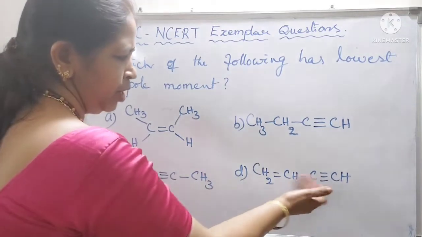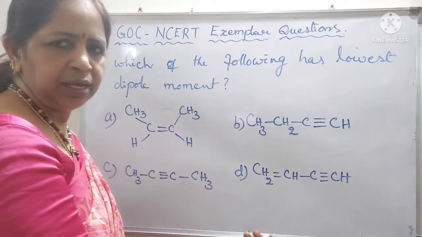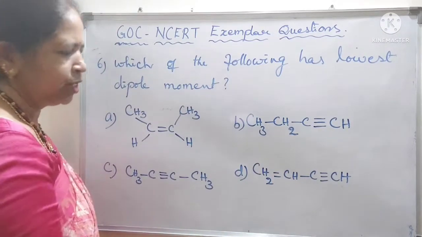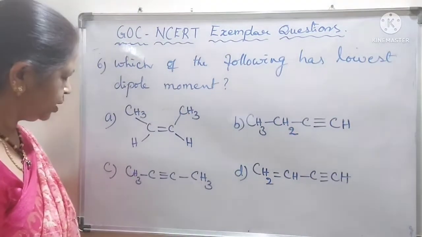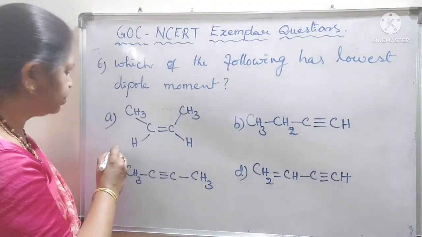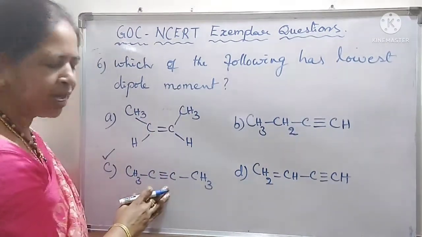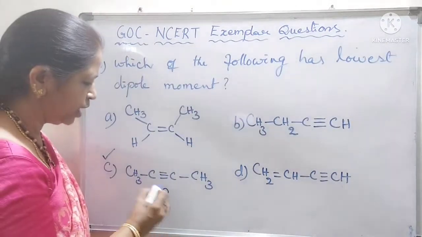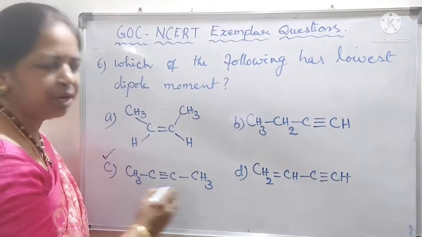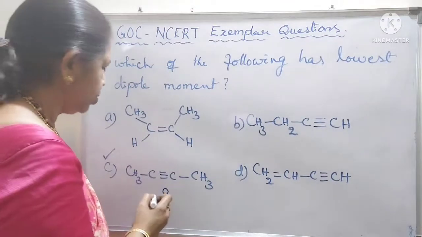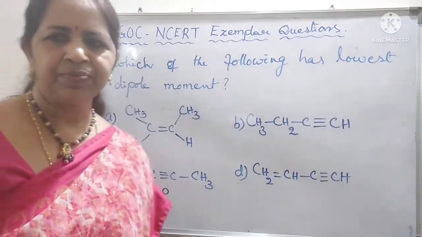And this one shows the dipole moment because double bond and triple bonds are present. It is an asymmetric molecule. It shows the highest dipole moment mostly. So option C is the correct answer for this question, which has the least dipole moment. It will have almost zero dipole moment because it is a cylindrical and symmetric molecule. So C is the correct answer for this.